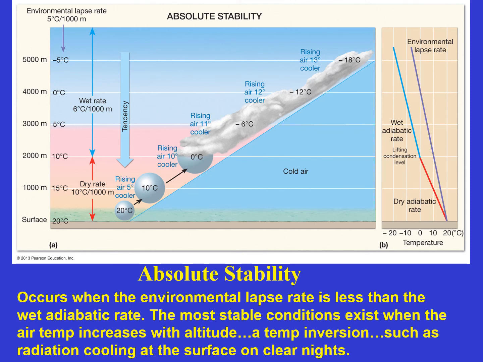So what are we looking at here? We're looking at our dry adiabatic rate of 10 degrees Celsius per 1,000 meters, and a wet adiabatic rate of 6 degrees Celsius per 1,000 meters. But again, in the top left corner, the average environmental lapse rate in this situation is 5 degrees Celsius. So the environmental lapse rate is less than the wet adiabatic rate, and that can lead to relatively stable conditions. In other words, you're not expected to get precipitation, certainly not a thunderstorm.